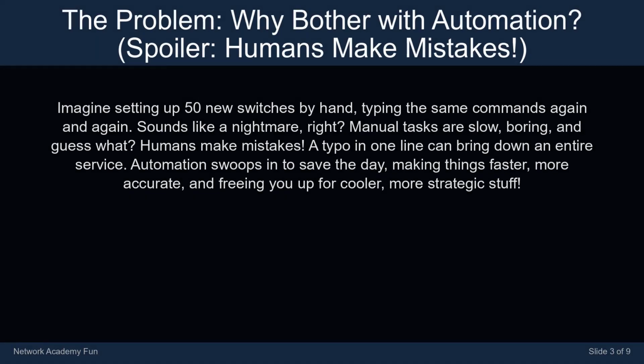Imagine setting up 50 new switches by hand. Typing the same commands again and again. Sounds like a nightmare, right? Manual tasks are slow, boring, and guess what? Humans make mistakes. A typo in one line can bring down an entire service. Automation swoops in to save the day, making things faster, more accurate, and freeing you up for cooler, more strategic stuff.